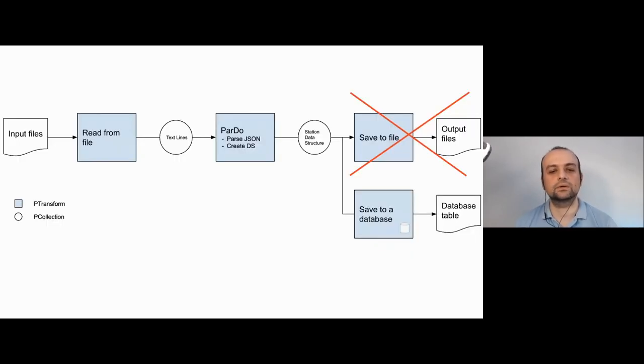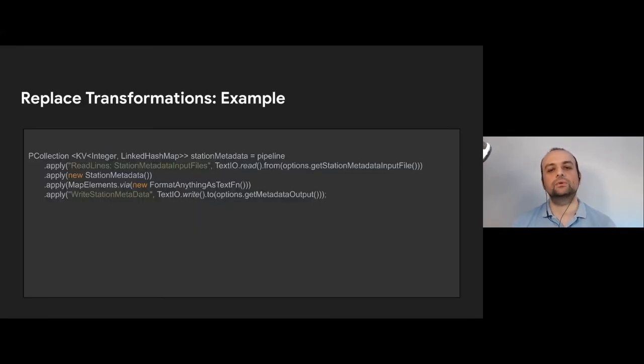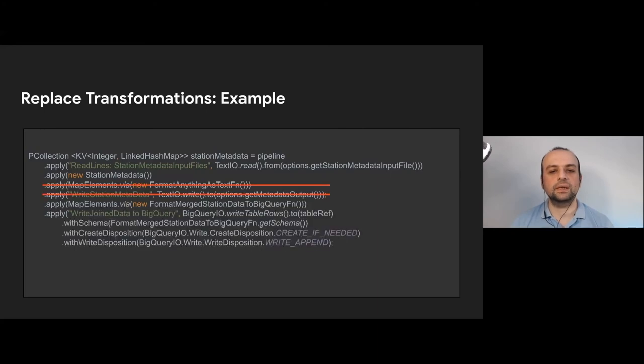The other cool thing is that you can replace parts of your pipeline, where you can just throw away something and replace it with something else. I was saving things to file in the beginning, but I wanted to put them into a database, so I just replaced that. In simplified code, first I had something like this: read lines, do something with it, format things the way I wanted, and then write to files. But then I wanted to replace that with writing to a database. So I picked a database, and found the way you talk to that specific database. In this case, it was BigQuery. And then I created that and replaced those two lines with two other lines.